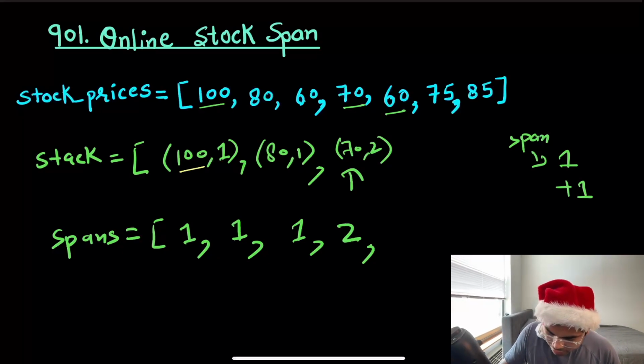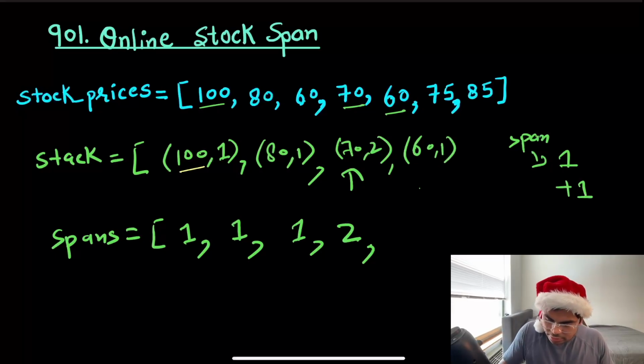Okay, now we're gonna go to 60. 60 will have again 60 and 1, and then this is the top of my stack. Now the answer will be 1 here.